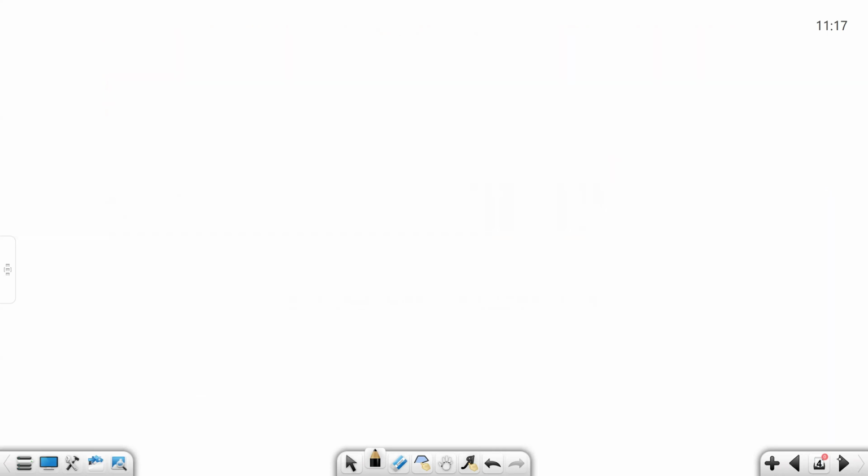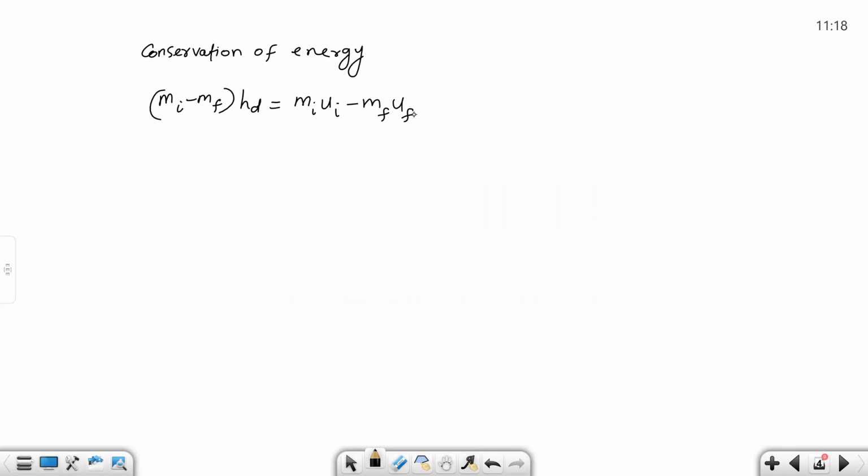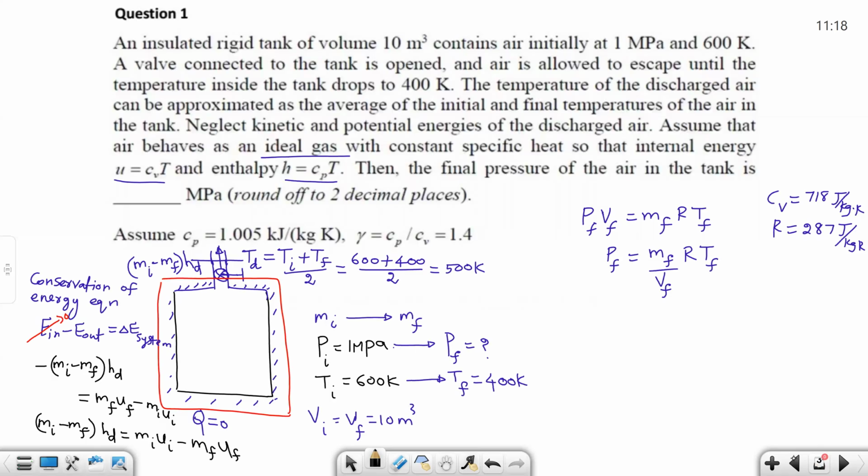So the conservation of energy: initial minus final mass into Hd is equal to initial minus final internal energy. So this is what we have exactly written from there. Initial minus final into Hd.